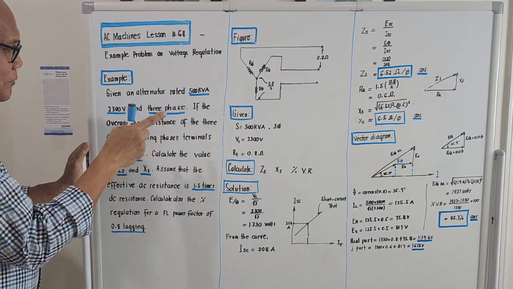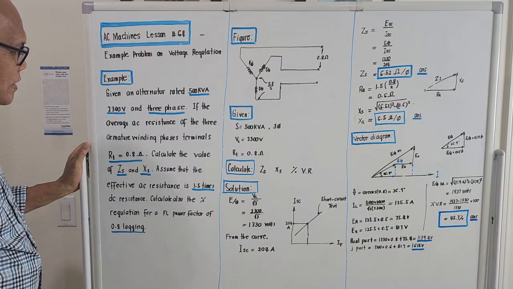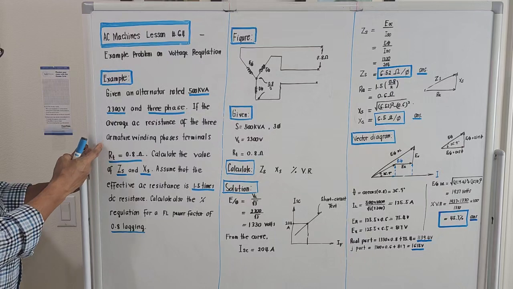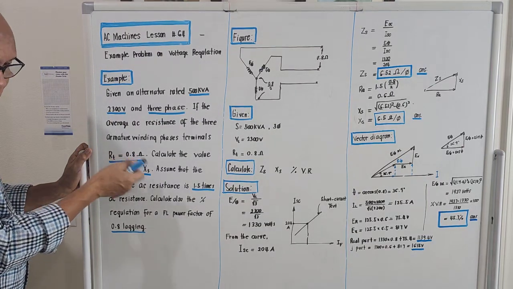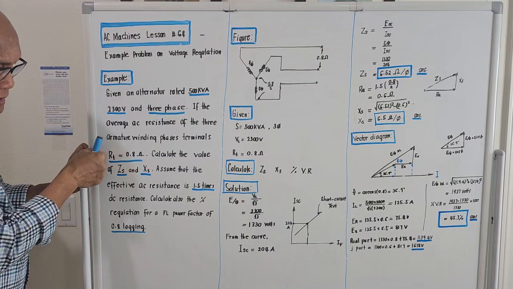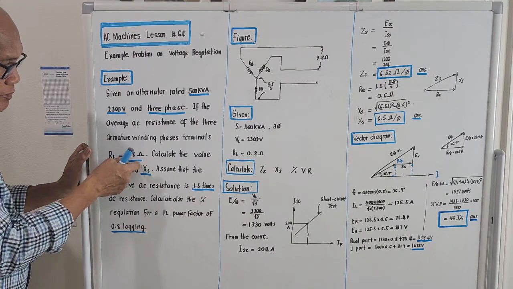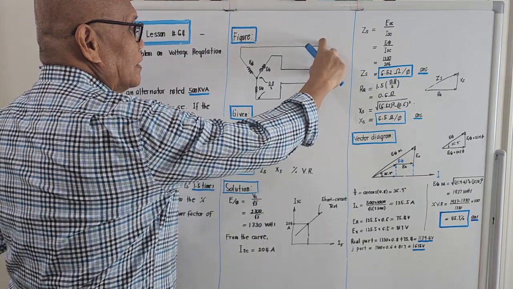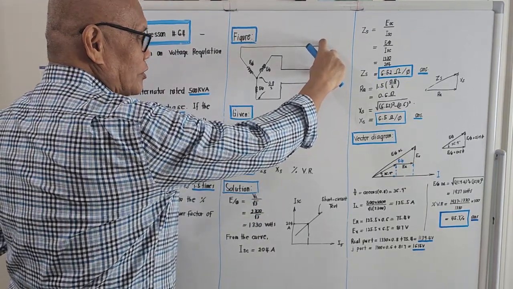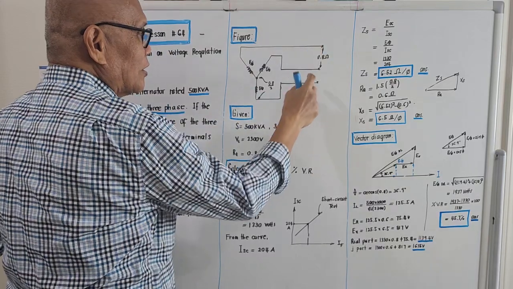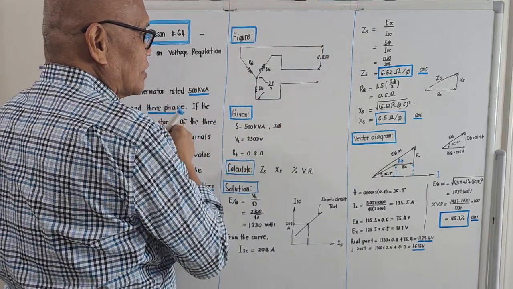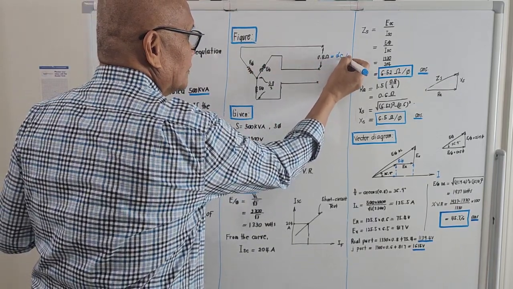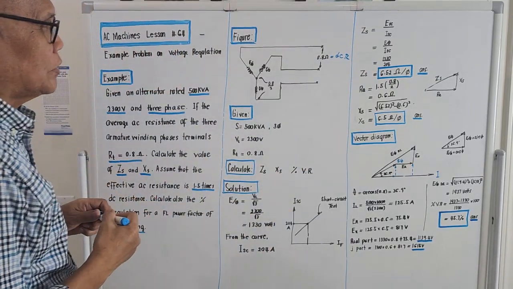I will continue the problem. If the average AC resistance of the three armature winding phases, terminals, equal to capital letter R with subscript T, meaning the terminal resistance, is actually 0.8 ohms. Meaning, if we get our ohmmeter and measure the resistance between terminals, what comes out is 0.8 ohms. This is actually a DC resistance. Okay, it is 0.8 ohms.